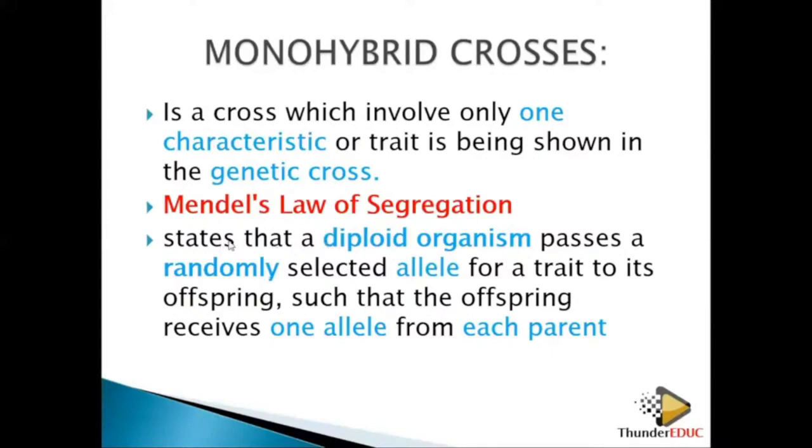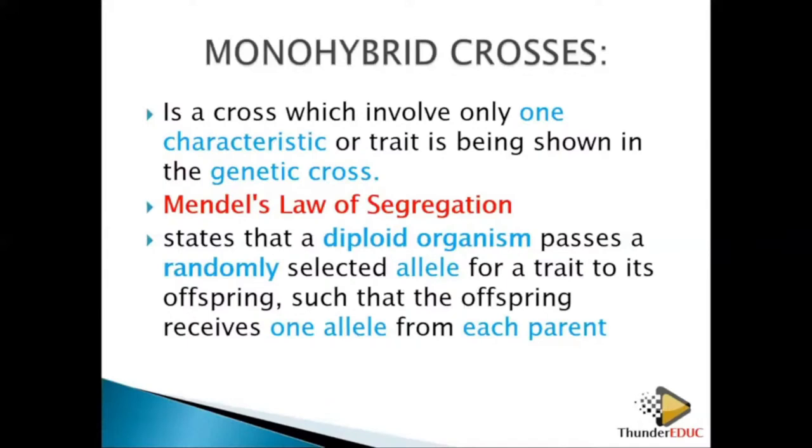So he says that diploid means that the organism has two sets of chromosomes. For example, how many chromosomes do you have? You have 46, but you have 23 pairs. So if there are 23 pairs, then we say that you are diploid. Randomly, you don't have a choice which one is going and which one is not going. It goes randomly to the offspring, such that the offspring receives one allele from each parent.